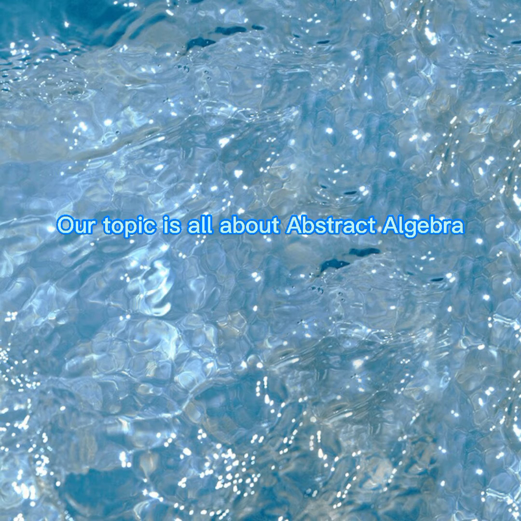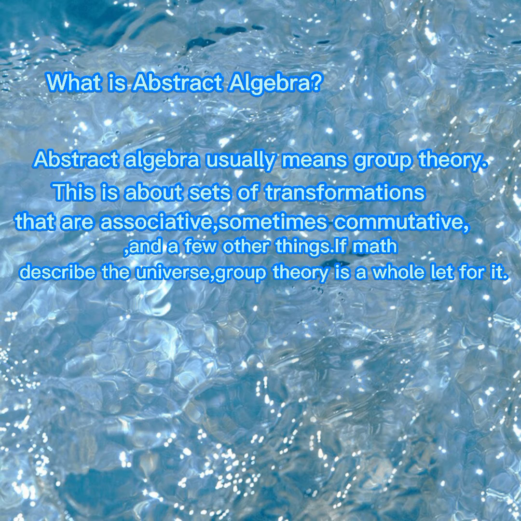Our topic is all about abstract algebra. What is abstract algebra? Abstract algebra usually means group theory. This is about sets of transformations that are associative, sometimes commutative, and a few other things. If math describes the universe, group theory is a wallet for it.